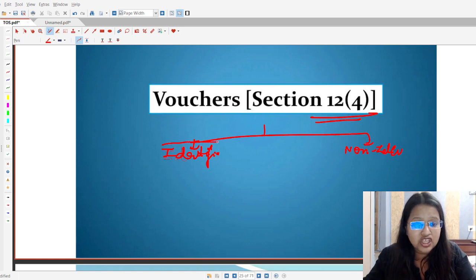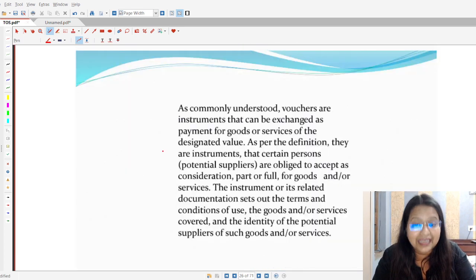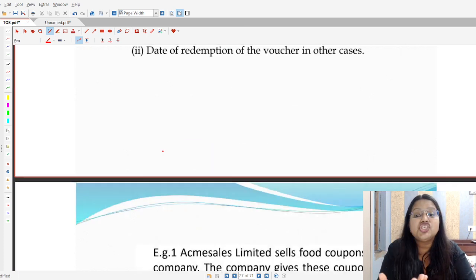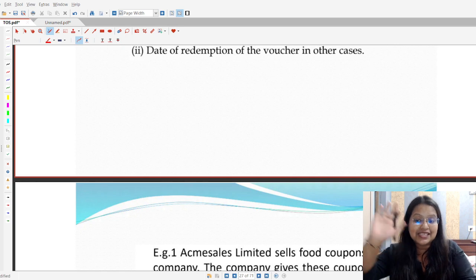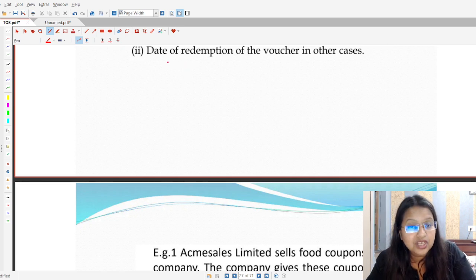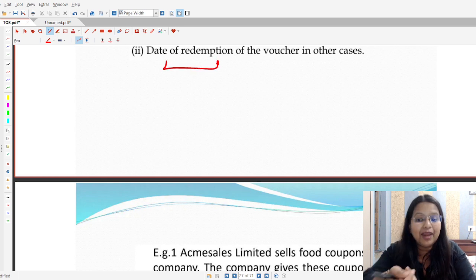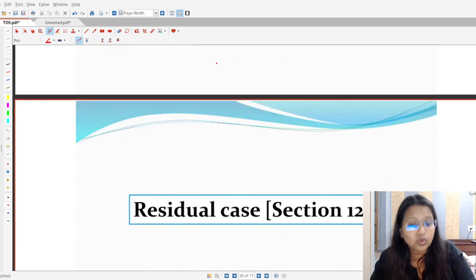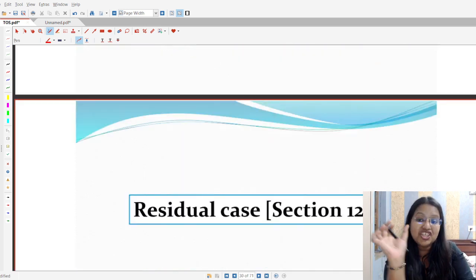So in the case of identifiable voucher, the time of supply shall be the date of issue of the voucher, because at that time the GST rate is identifiable. But in the case of non-identifiable voucher, when the person redeems that voucher, that date of redemption of the voucher shall be the time of supply. The logic is that at that time only the supplier will get to know the GST rate.